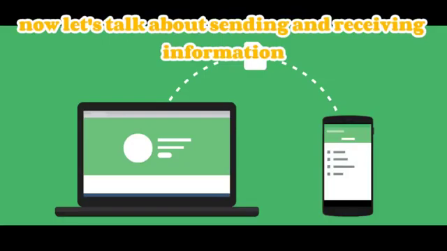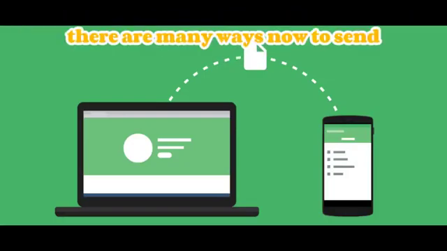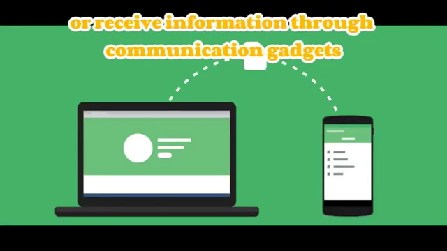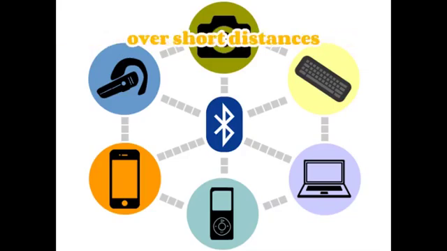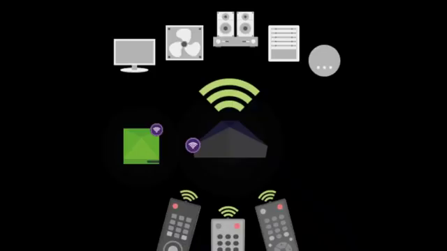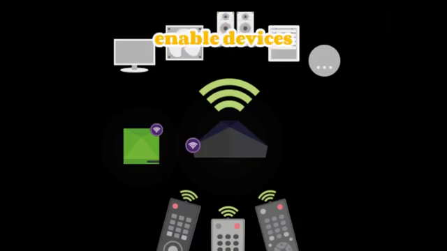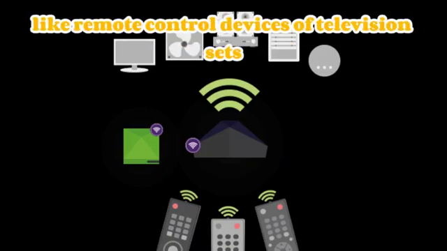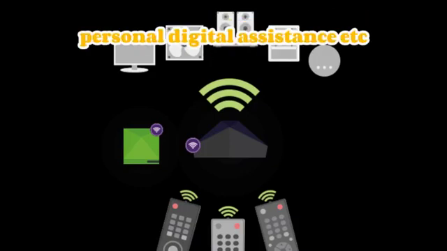Now, let's talk about sending and receiving information from one gadget to another. There are many ways now to send or receive information through communication gadgets. Let's take a look at a few of them. Bluetooth is used to send information over short distances through Bluetooth-enabled devices like headset, phones, computers, MP3 players, etc. Infrared is used to send information over short ranges through infrared-enabled devices like remote control devices of television sets, computer mouse, personal digital assistants, etc.